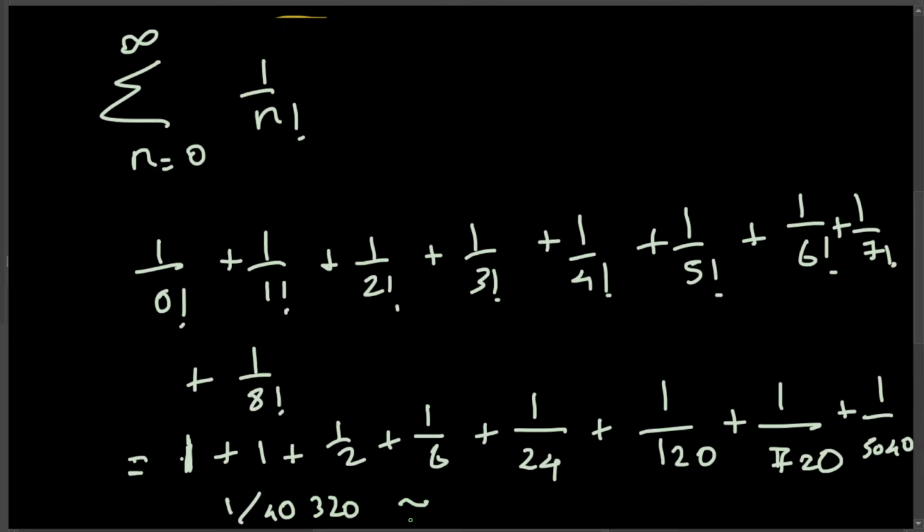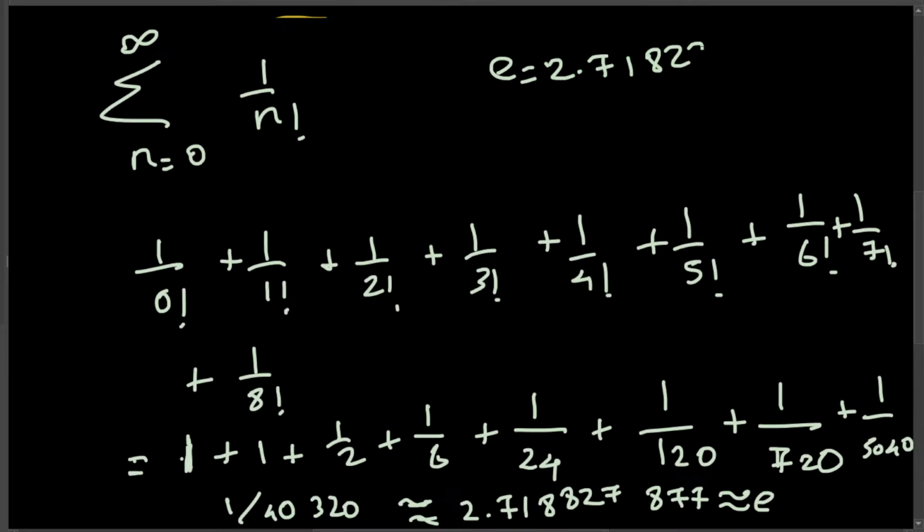Okay, if you add all of them, you get 2.718827877, which is approximately equal to the e value. Let's write the e value again: 2.718281828. Now if you look at this, it's almost close, right? As you increase the sum of the factorials, if you add 1 over 9 factorial, 1 over 10 factorial, and go up to 20 factorial, you will see that it's getting closer and closer to the e value.